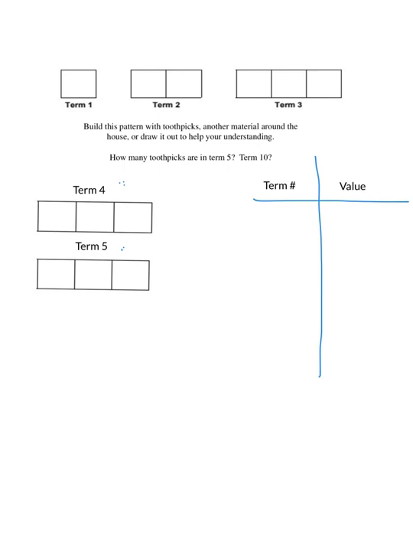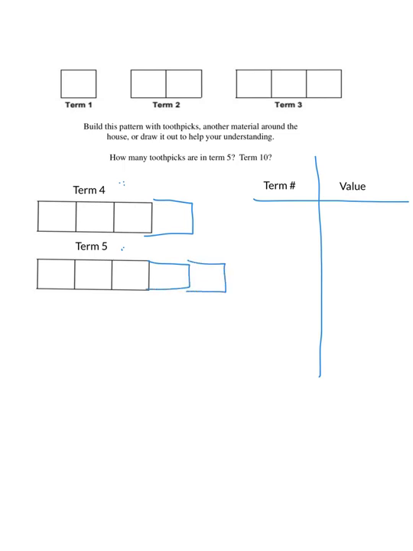So, looking at my term 4 first, before I fill out my table of values, I need to add another set on here. So it's going to look something like this. And term 5 is going to look like two more of those added on.